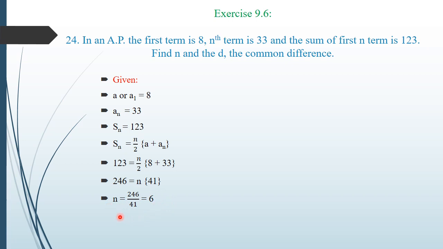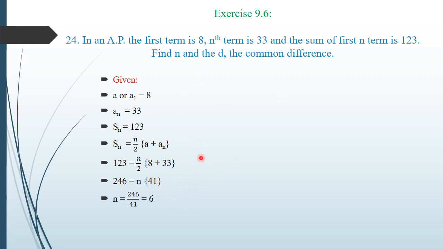Therefore, n is equal to 6, which means for n is equal to 6, this 33 is present at the sixth term, we can call it as the sixth term is 33. Therefore, the sum up to 6 terms of this AP is equal to 123. Therefore, n is nothing but 6 here.